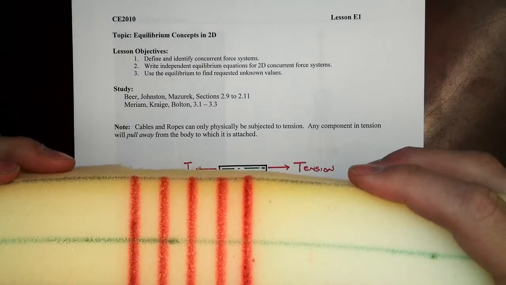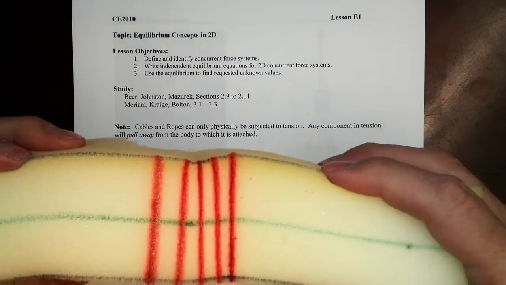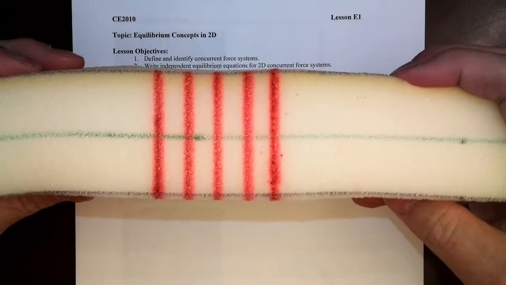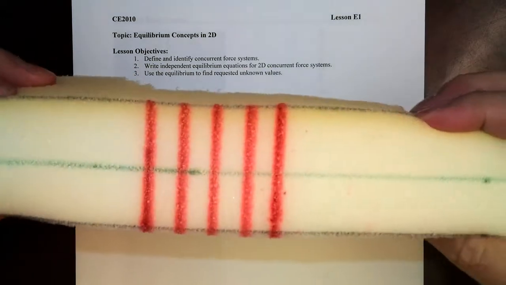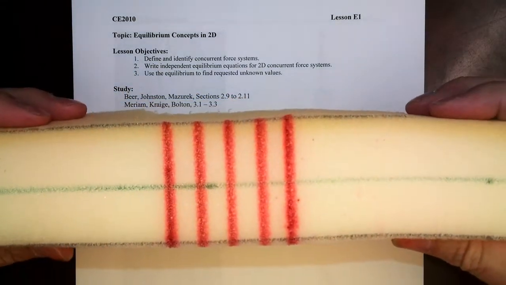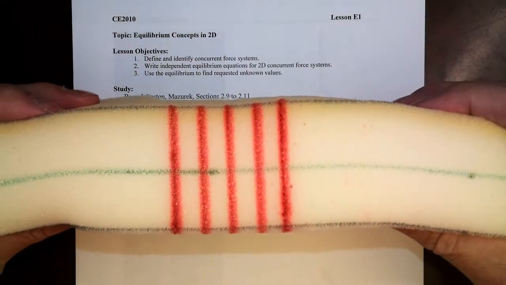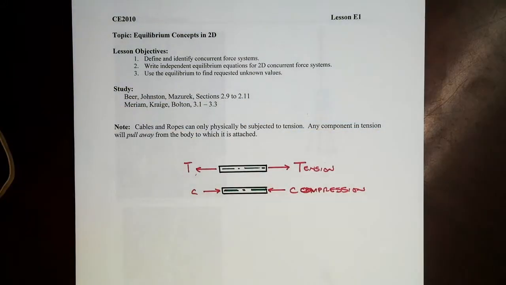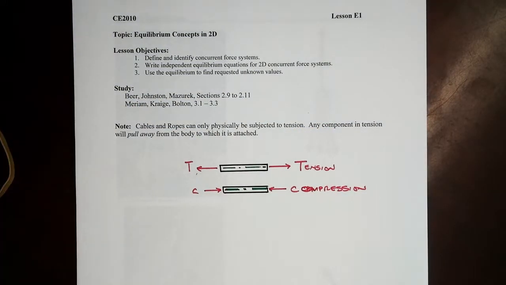Now, one thing we're going to ignore if a member does go into compression is that little instability that just happened. That's called buckling, and we're going to ignore that. We're going to focus on members that only can be purely squeezed without that buckling, or stretched without any problems either. We're going to go through several contexts.